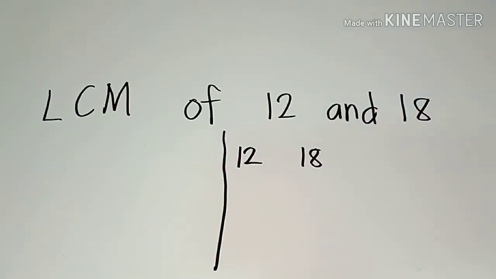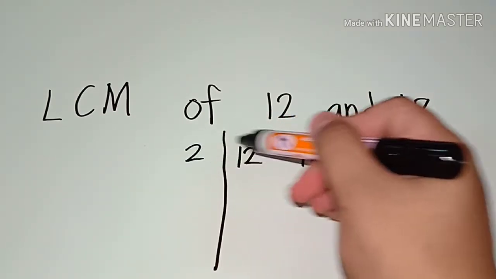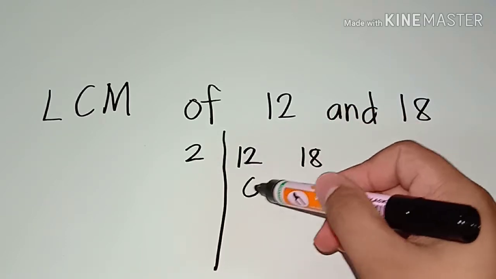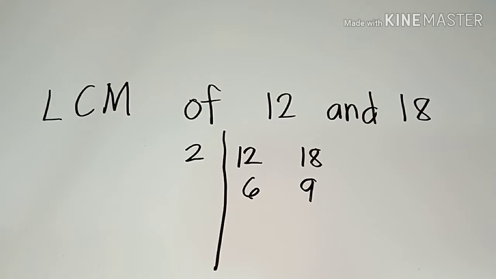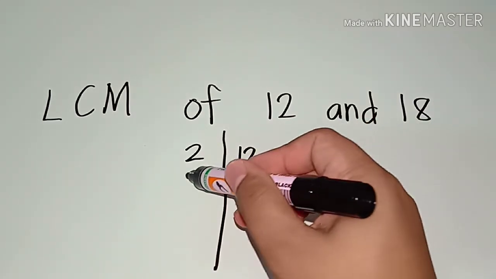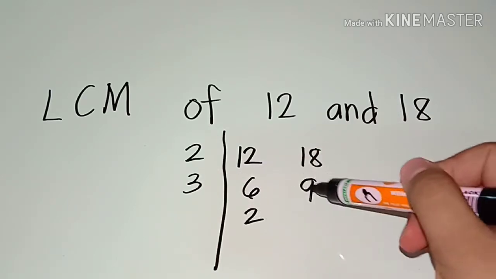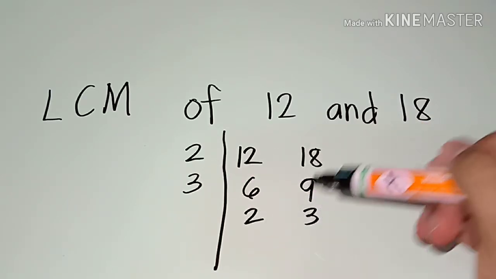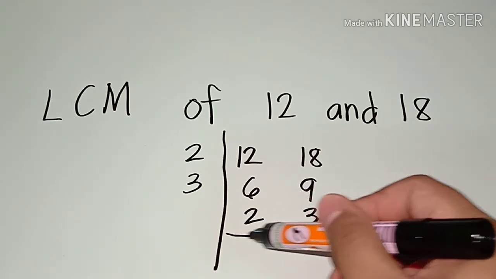I will be dividing those numbers by a common number. 12 and 18 are even numbers, so we can divide them by 2. 12 divided by 2 is 6. 18 divided by 2 is 9. If you can still simplify it, you have to simplify it. So we can divide 6 and 9 by 3. 6 divided by 3 is 2. 9 divided by 3 is 3. And once you cannot divide it anymore by a common number, you have to stop there.